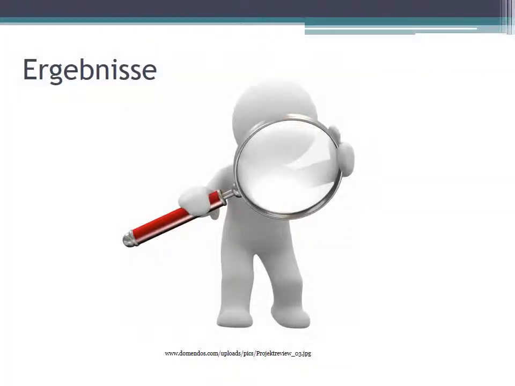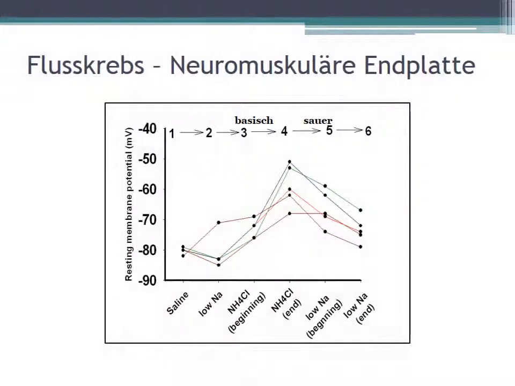So let me come to our results now. The first thing we looked at was the resting membrane potential. And we used the ammonium pre-pulse method to do that. So first, the preparation of the crayfish was put in the saline and the resting membrane potential was looked at. And you can see here that it's about minus 80 millivolts.